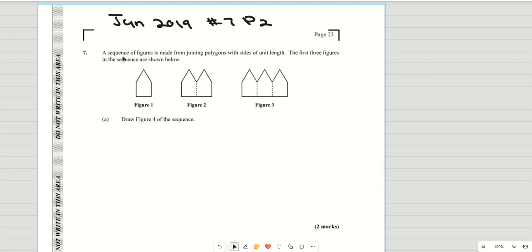Let's read the question. A sequence of figures is made up from joining polygons with sides of each unit length. The first 3 figures in the sequence are shown below. So figure 1 would have 1 house-looking figure, figure 2 has 2 house-looking figures, figure 3 has 3 house-looking figures. So figure 4 would obviously be, I'm just drawing this by hand, so excuse me.